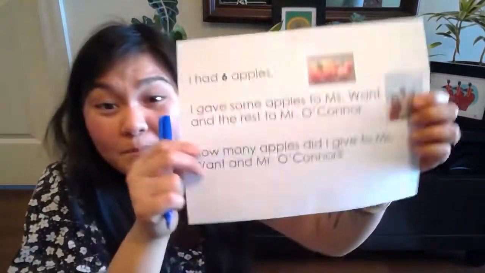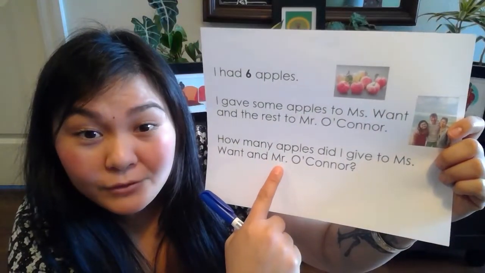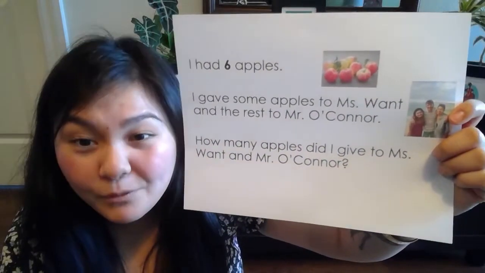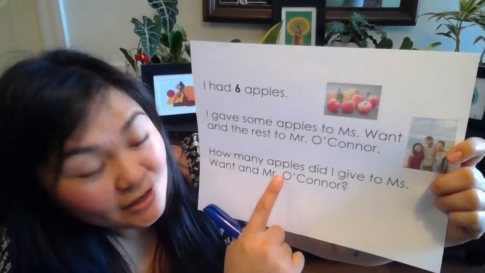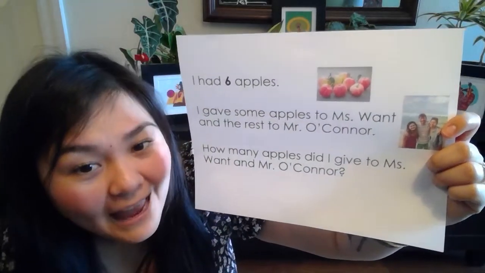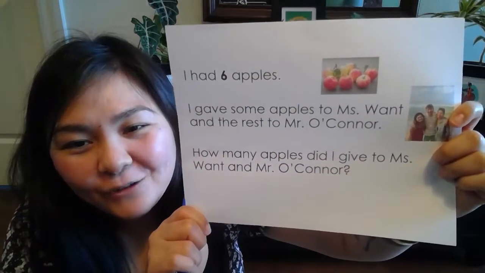So now, scholars, we found one way that would make sense in the story to solve this problem in the story. Now it's your turn. You're going to figure out all the different ways that would make sense that solve the problem in the story. How many apples did I give to Miss Watt and to Mr. O'Connor? We can't wait to see what you did and your thinking.